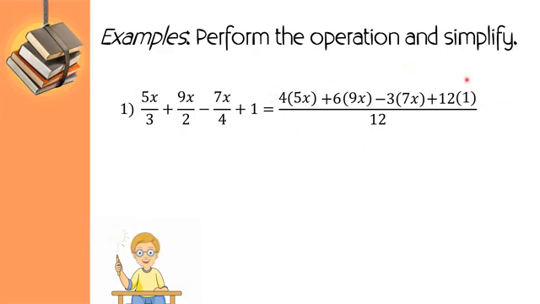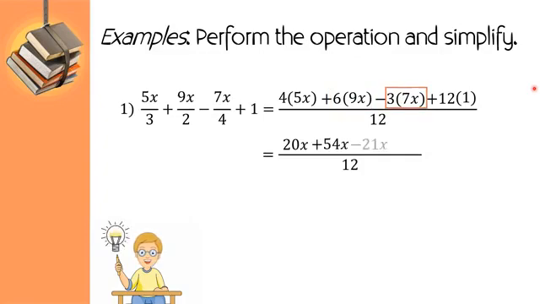Now we simplify this fraction. As you can see, we can simplify our numerator. First, you write your denominator, 12. Then 4 times 5x is equal to 20x, and 6 times 9x is 54x. Negative 3 times 7x is negative 21x, and positive 12 times 1 is positive 12. Don't forget to include the operations. Can we still simplify our numerator?